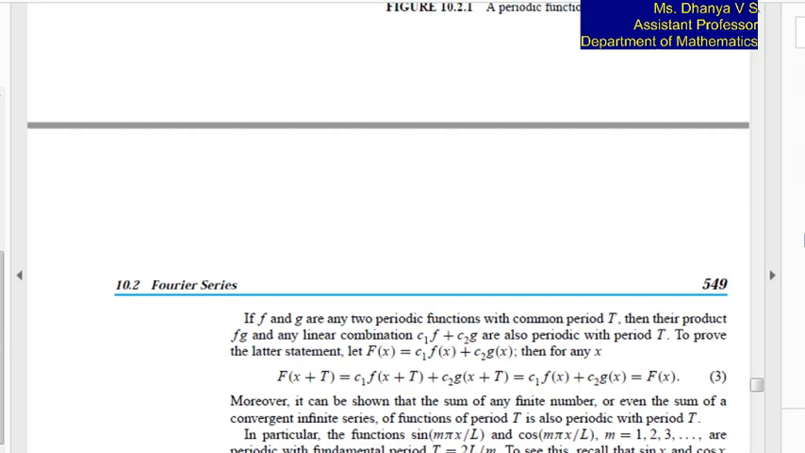So that's equal to c1 into f of x plus c2 into g of x, which is equal to capital F of x. So capital F of x plus T is equal to capital F of x. This shows that capital F is periodic. And what was capital F? Capital F is c1 f of x plus c2 g of x. So this shows that if f and g are periodic with a common period T, then their linear combination is also periodic. Hope it's clear.